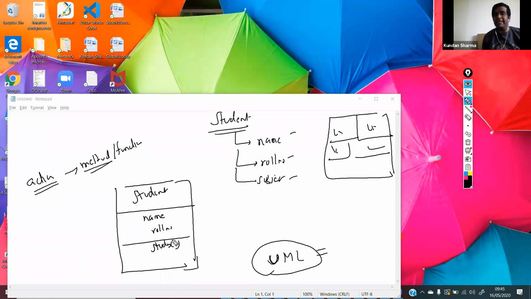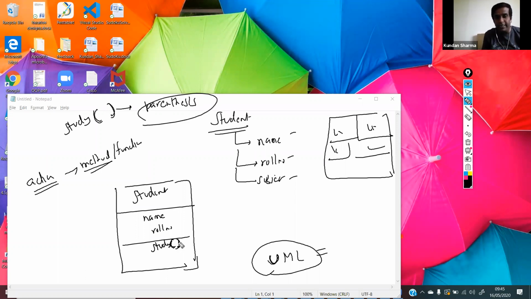Study is a kind of behavior, right? If I say study, it means whenever a student studies, we can call it a method. The way I write the name of the method is I use this kind of bracket. This is called parenthesis, right?